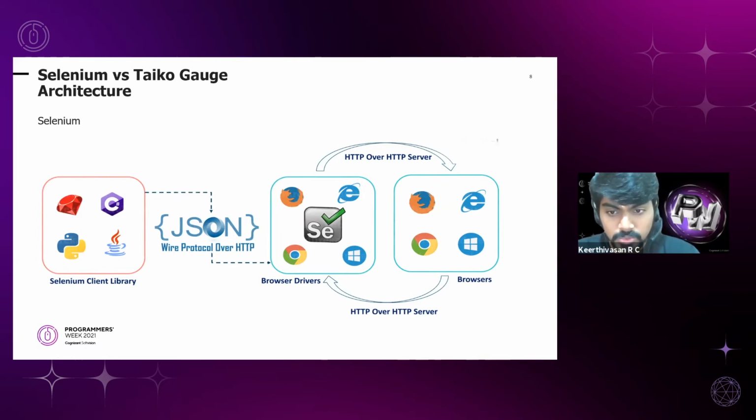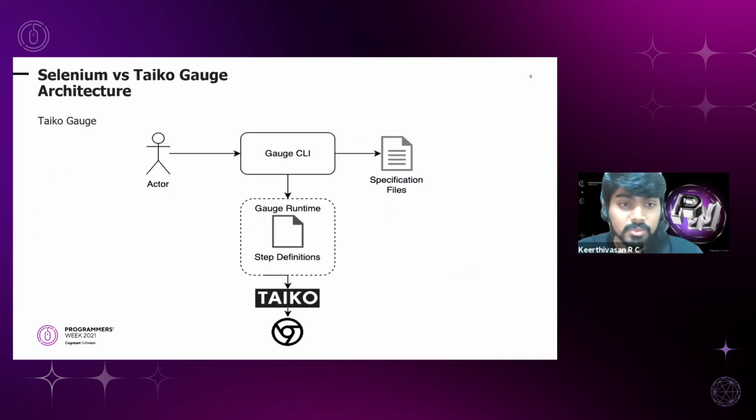So when it comes to Taiko and Gauge, you're not going to use any of the browser drivers, or any client libraries for specific languages, since it has inbuilt support and is based on Node.js libraries. And when it comes to Taiko architecture, you can see it's very simple over here. It's just a Gauge CLI and runtime and the step definitions. And you have Taiko, which communicates with the browser as well.